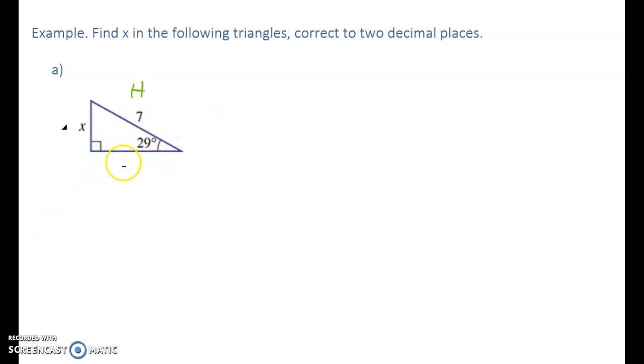Here's our angle, which means that the side right next to it is adjacent, and x is on the opposite side. So we're going to use the sine ratio because we are looking for the opposite and we have the hypotenuse. So let's set that up. The first thing I do is write the ratio that I want to use. So sine theta equals opposite over hypotenuse.